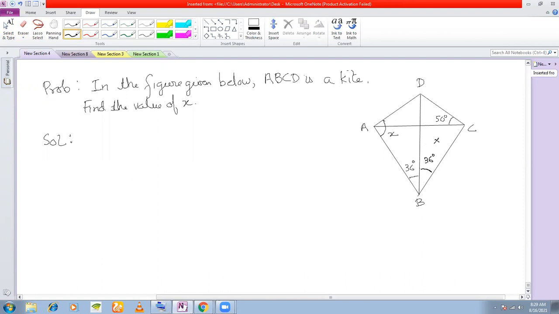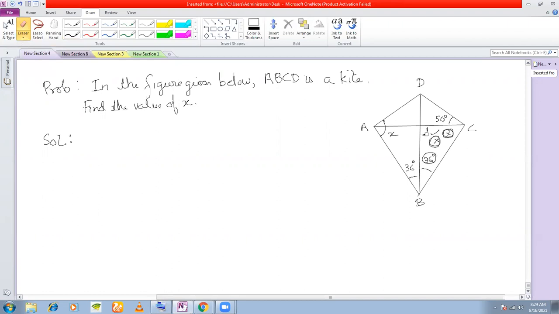Now look at this triangle. The diagonals of this bisect each other at right angles, so this angle must be 90 degree, from property 1, right? And in this triangle, one angle is 90 degree and one angle is 36 degree. You can find out the third angle, because the sum of interior angles of a triangle is 180 degree. Once you find out this angle, our task is done because angle A and angle C are equal, right?